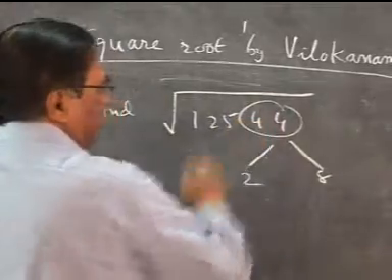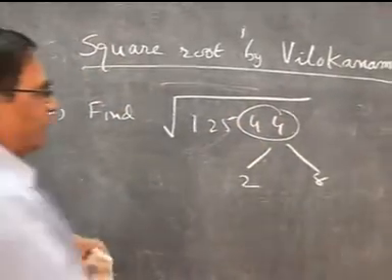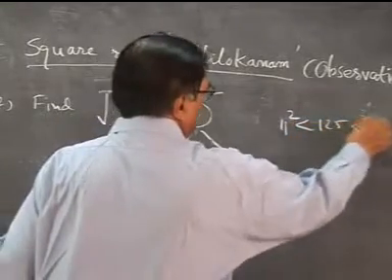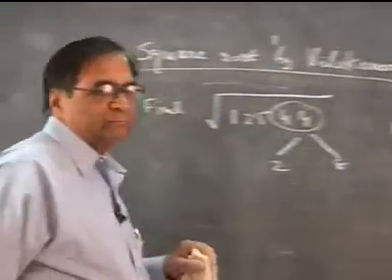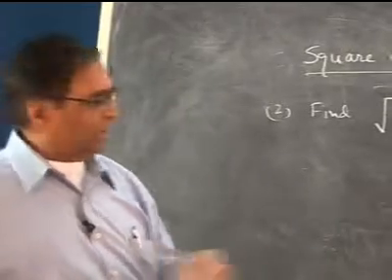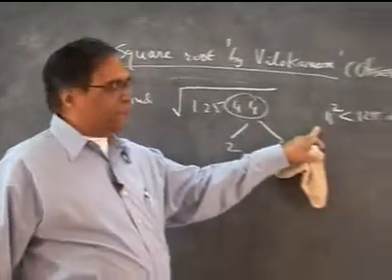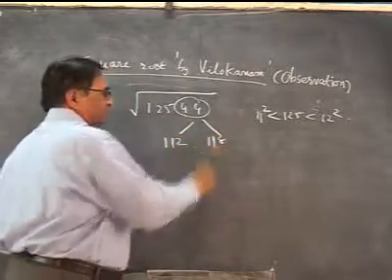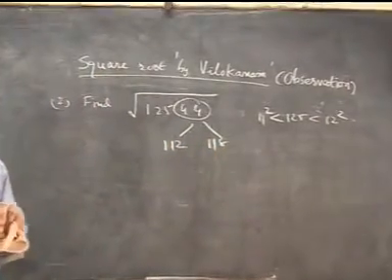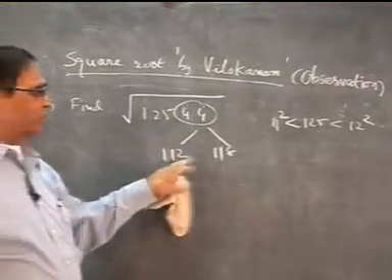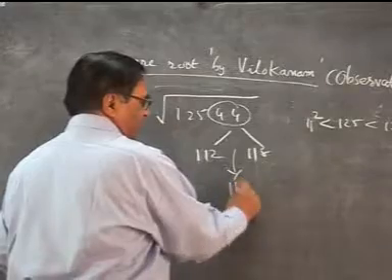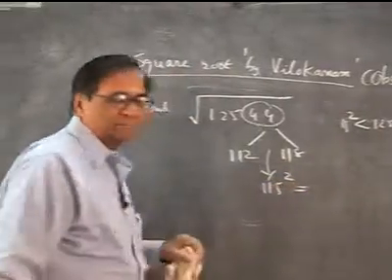Neglect 44. We know 11 square is 121, less than 125, less than 12 square. So 11 is the greatest number whose square is not greater than 125. Adjust 11 here. You are getting 2 digits, 112 or 118. Between the two, there is 115. You want the square.